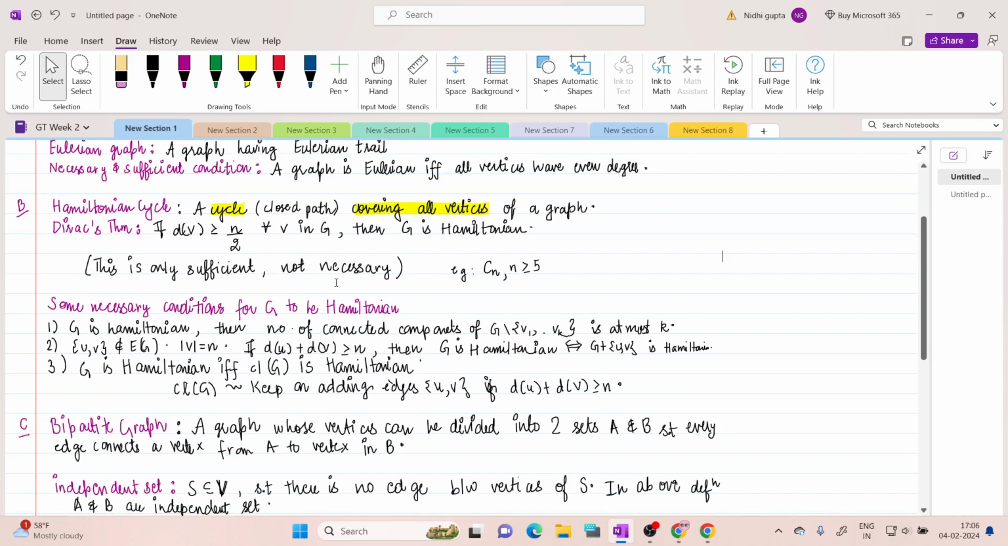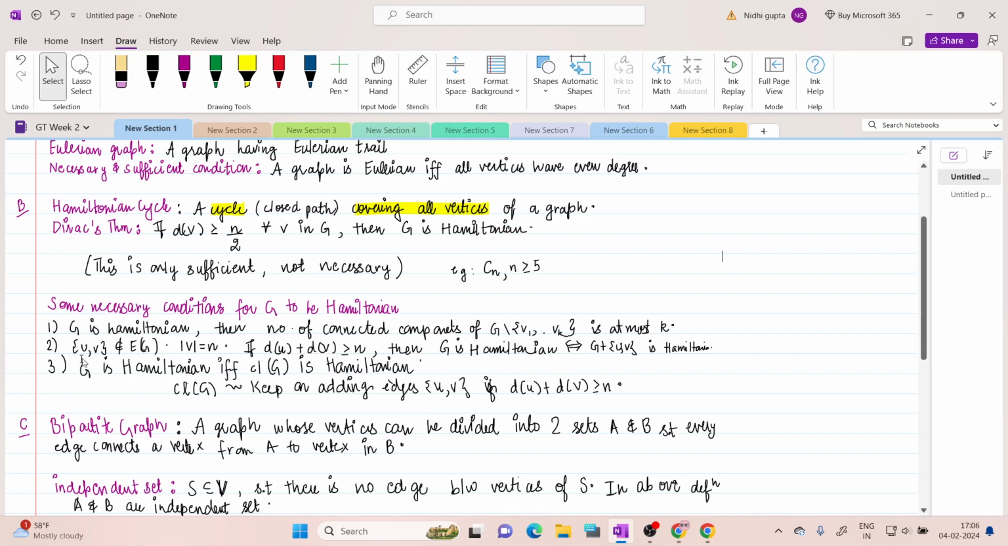If we have to check whether a given graph is Hamiltonian or not, we have some nice conditions. The first condition is this: if a graph is Hamiltonian and we remove k vertices from that graph, then the number of connected components of G minus v1 till vk should be at most k. So if we remove k vertices from the graph, the leftover graph should have at most k components.